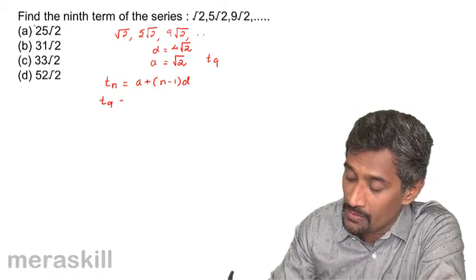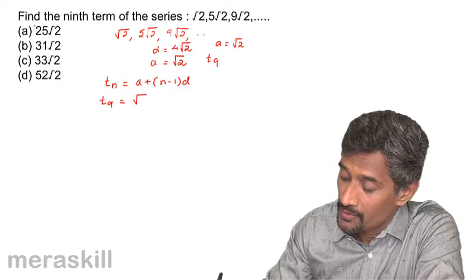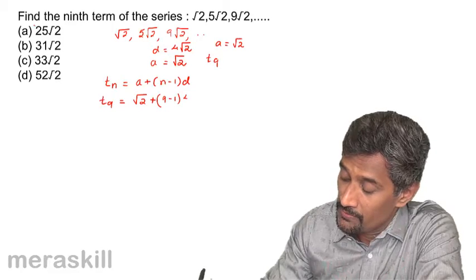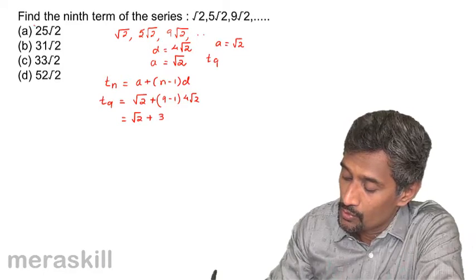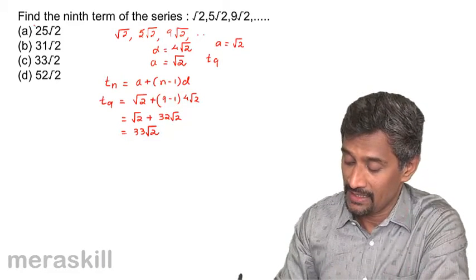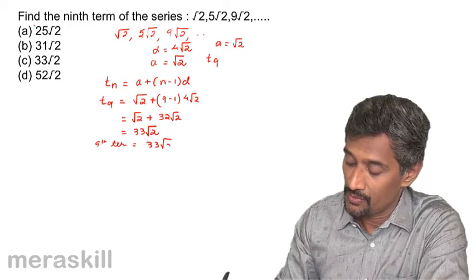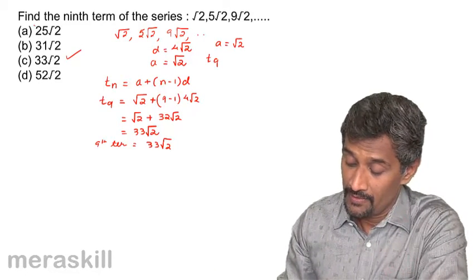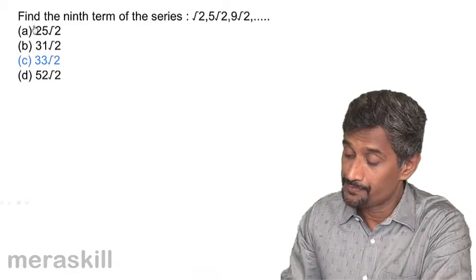Therefore T9 would be A, which is root 2, plus 9 minus 1 into D, which is going to be 4 root 2. So it's going to be root 2 plus 8 into 4 root 2, 32 root 2. So it will turn out to be 33 root 2. So T9, that is the ninth term in the series, is 33 root 2. And hence among these, this is the right answer. And undoubtedly, it tallies with what we have got.